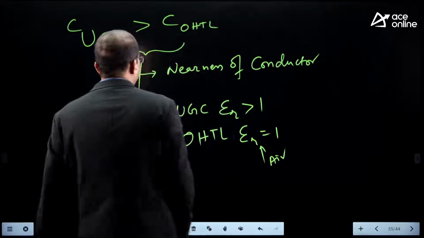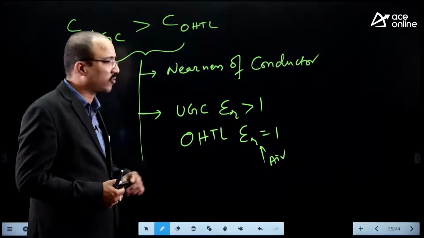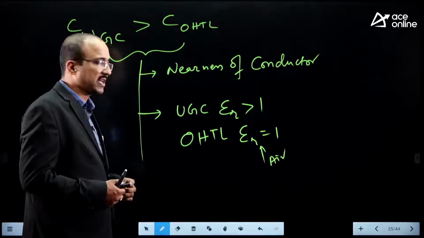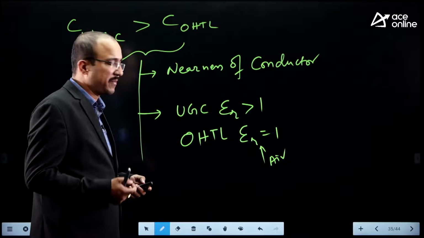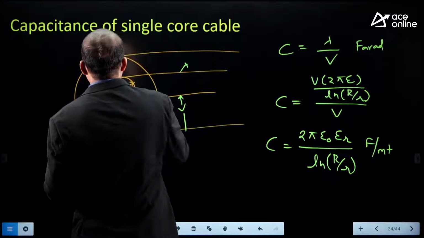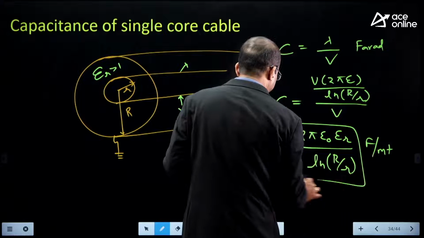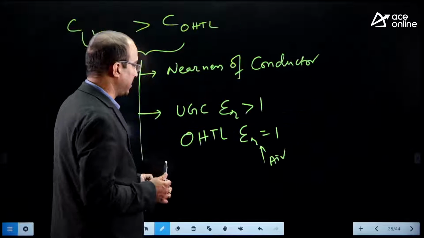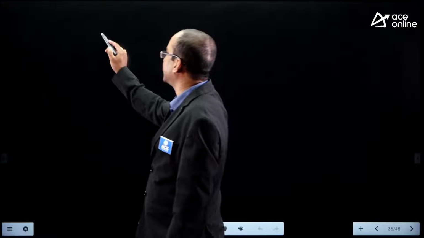So you may get a question like this: why will the capacitance effect be more in an underground cable? These are the two reasons. One is due to the nearness of the conductors, and the second is that the relative permittivity of the insulating material will be greater than 1. By using this relation, we can calculate the capacitance in case of a single core cable. Whenever there is a capacitance effect, we can calculate the charging current.